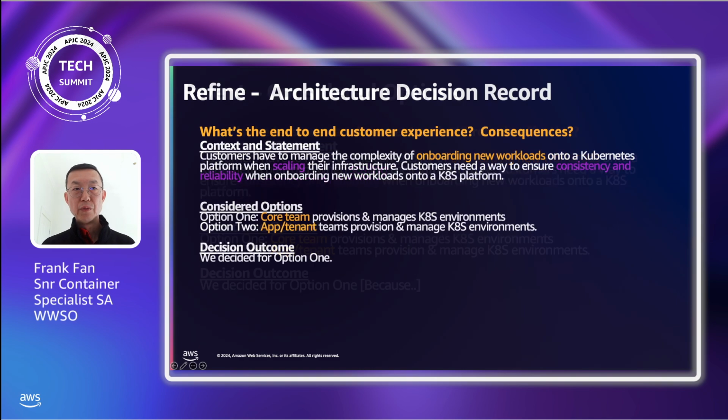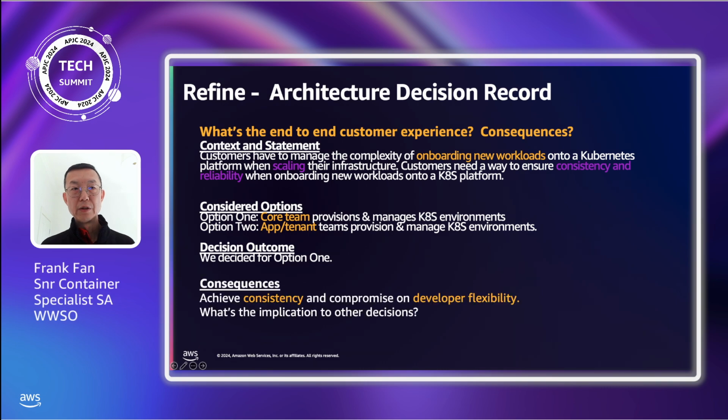Beyond that, we also need to go to the refine phase. So here, we need to assess the consequences about this decision. You meet the requirement about consistency, but at the same time sacrifice or compromise on developer flexibility. The impact could slow down the business in releasing new features. And we also need to assess what other decision making will be impacted by this one.